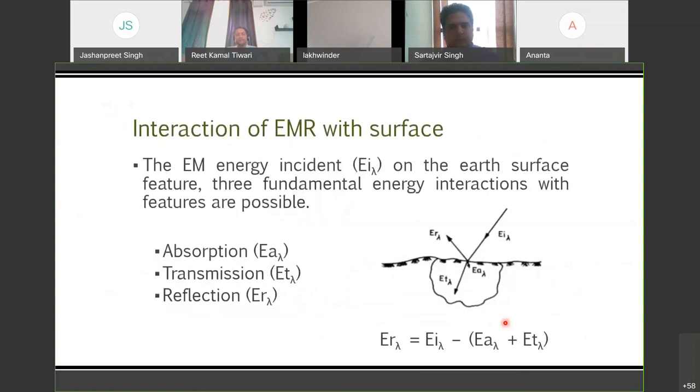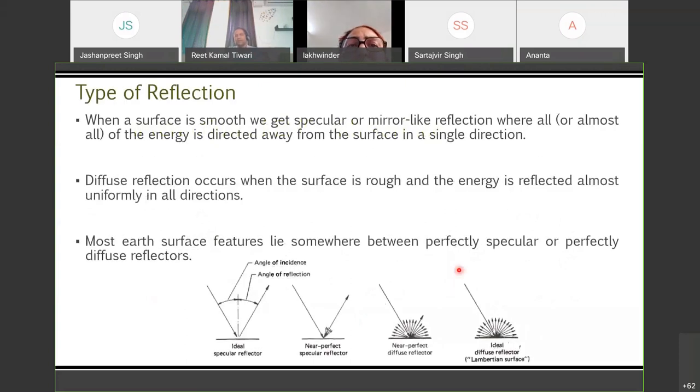Now, what happens when the radiations interact with the Earth's surface? These radiations are either absorbed, transmitted, or reflected. So some energy is absorbed by the surface, some is reflected, and some is transmitted inside the object, which is stored in the surface, and later on it is emitted in the form of longer radiations. So when we talk about reflection, it can also be of different types.